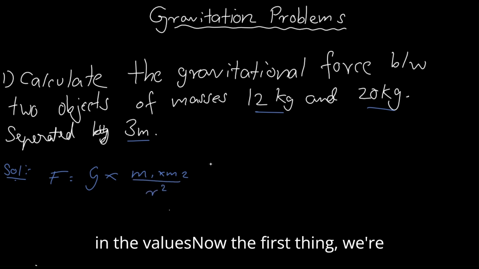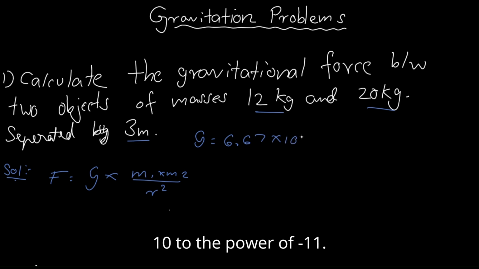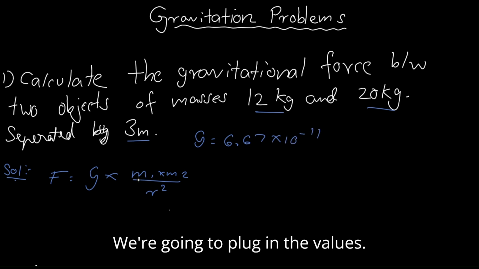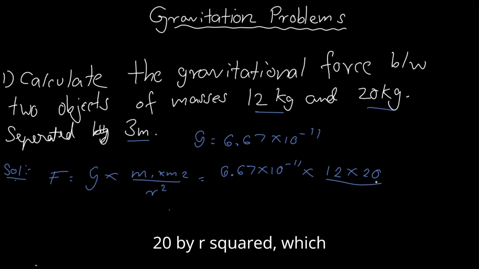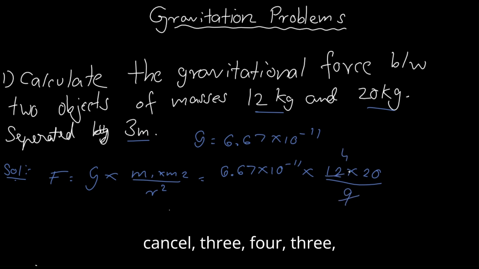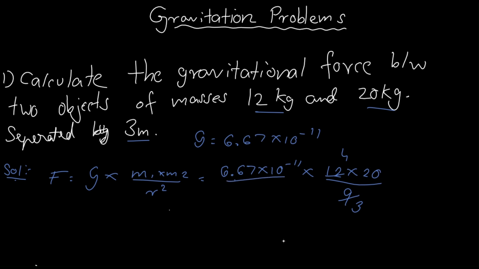Now if you just plug in the values, the first thing, we're going to take G as 6.67 times 10 to the power of negative 11. We're going to plug in the values. So 6.67 times 10 to the power of negative 11 times 12 times 20 by r squared, which is 3. So 3 squared is 9. Cancel. 3, 4, 3. So you get 20 by 3 times this value over here.